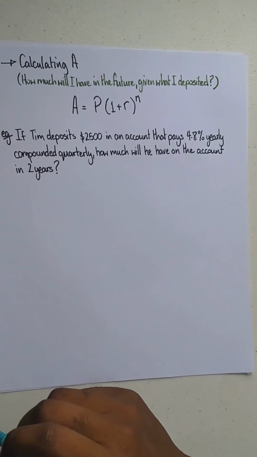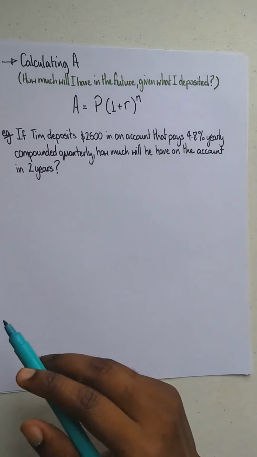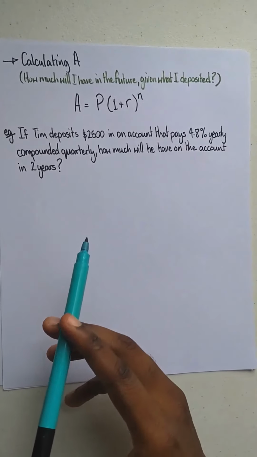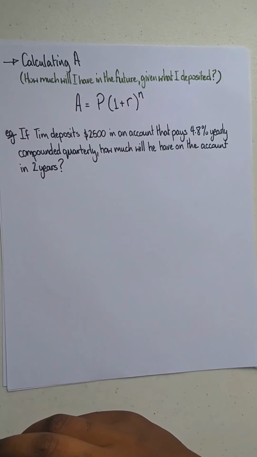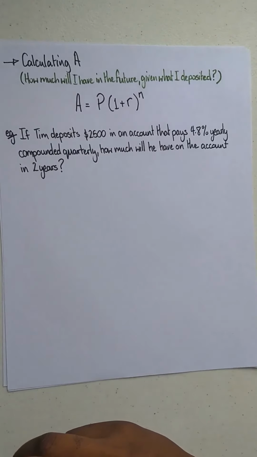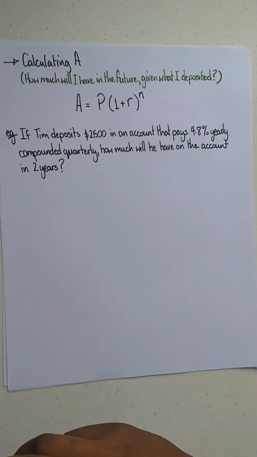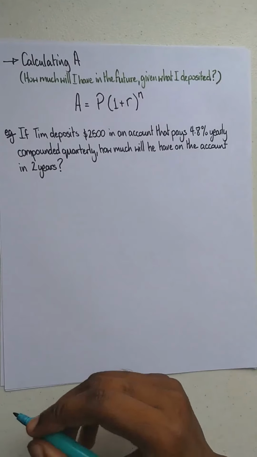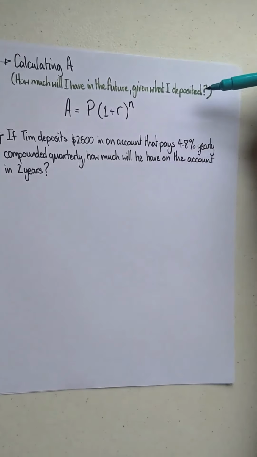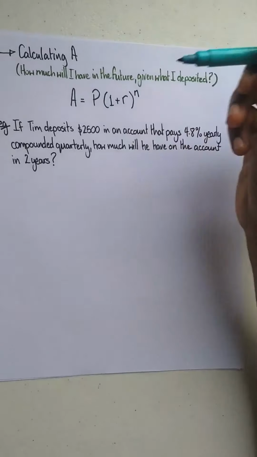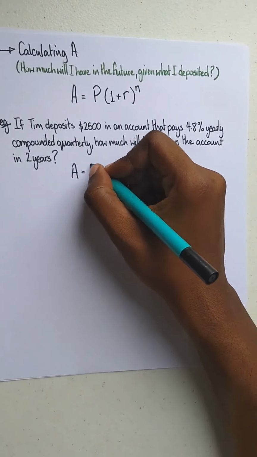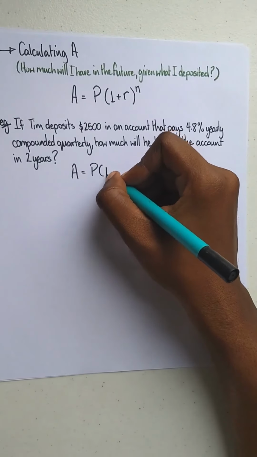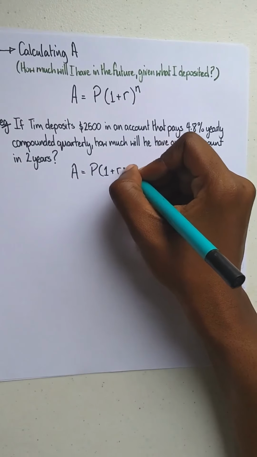For example, if Tim deposits $2,500 in an account that pays 4.8% yearly interest compounded quarterly, how much will he have in the account in 2 years? And this is asking how much will he have in the future given what he's deposited today. Therefore, we are solving for A. A is equal to P multiplied by 1 plus R raised to the power N.